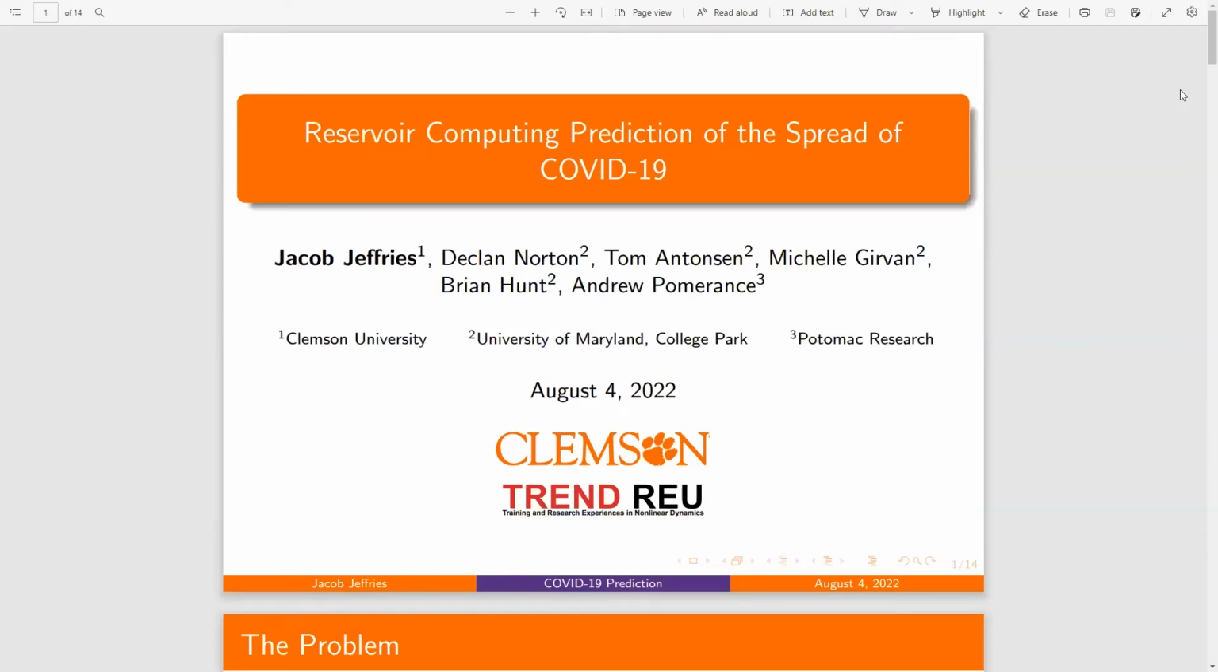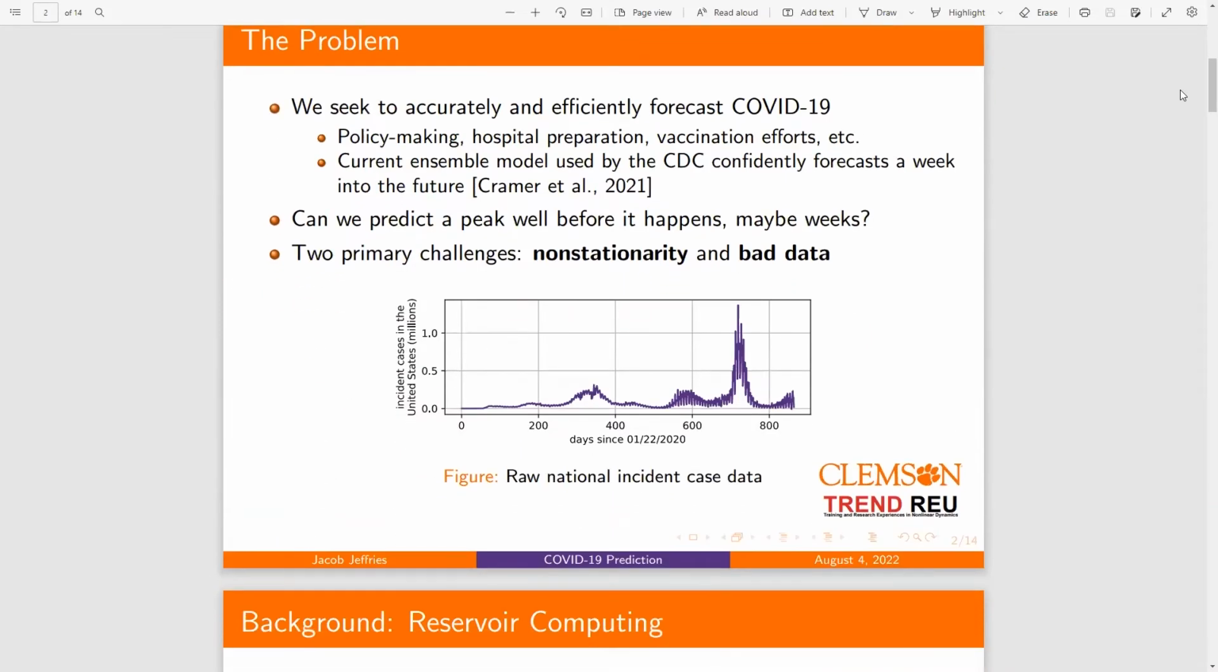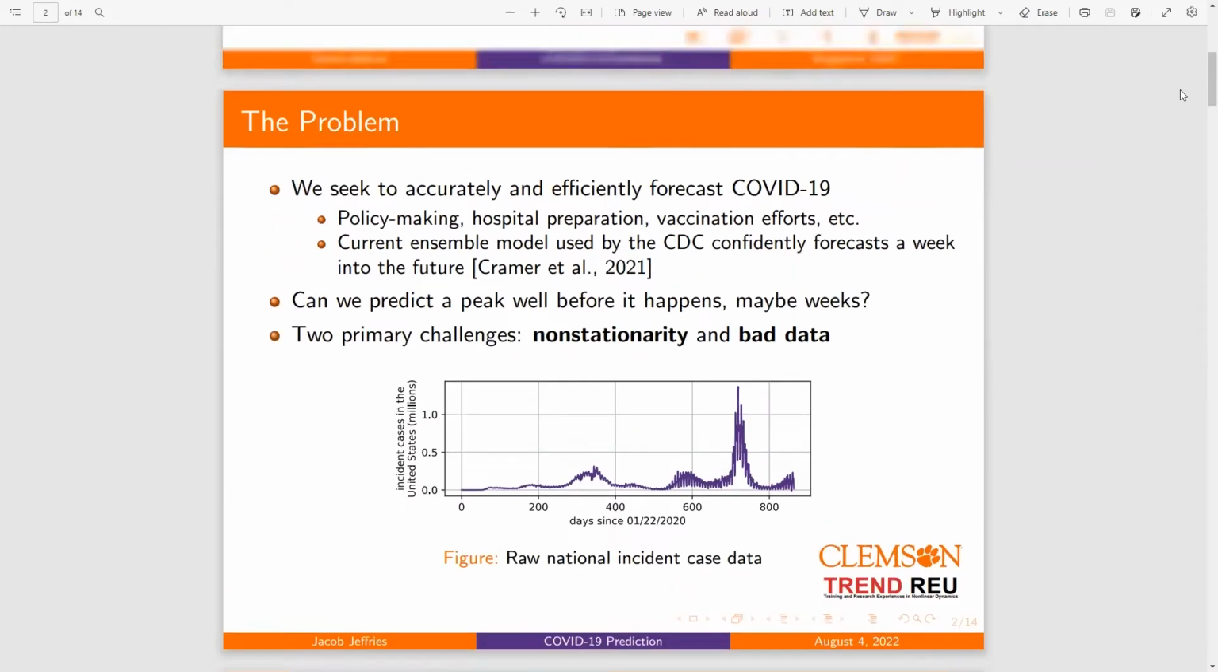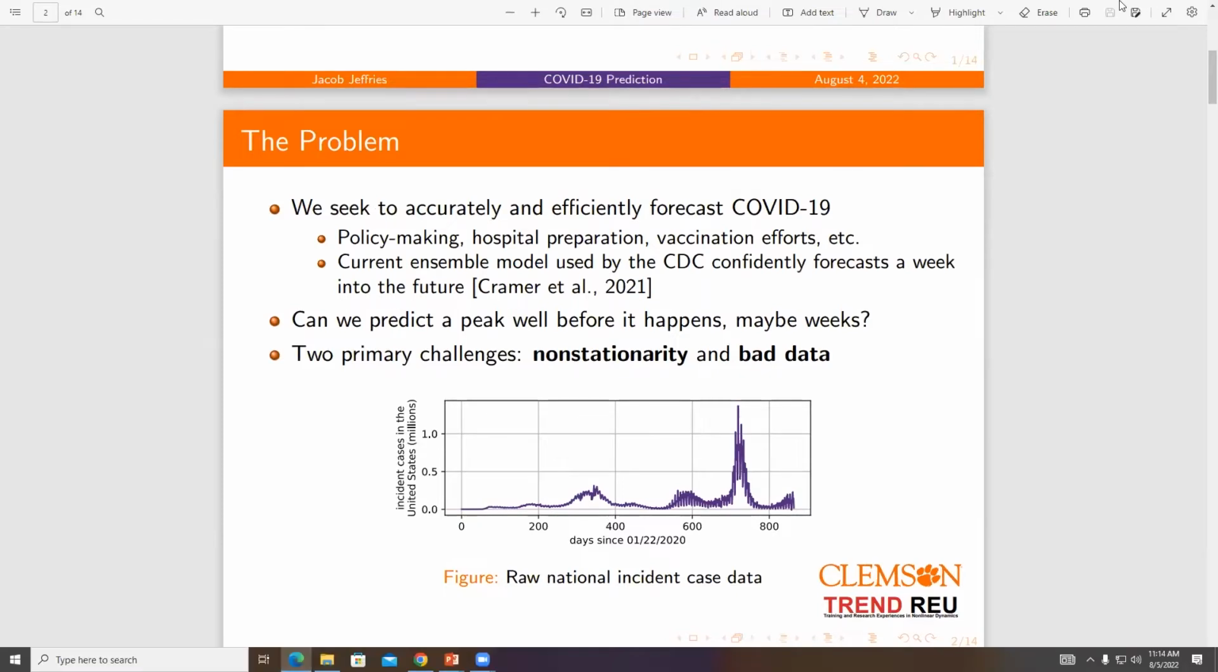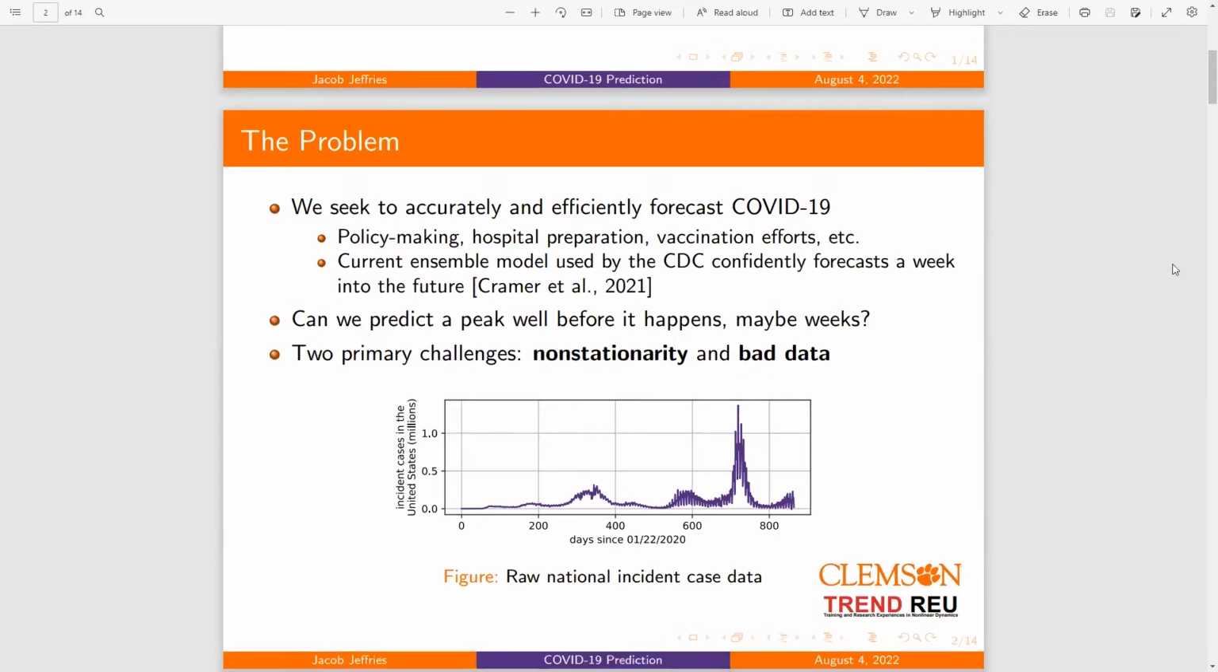My project was on reservoir computing prediction of the spread of COVID-19. So, a bit of an overview of the problem. We seek to accurately and efficiently forecast COVID-19. This affects things like policymaking, hospital preparation, like buying PPE and all that, vaccination efforts, et cetera.